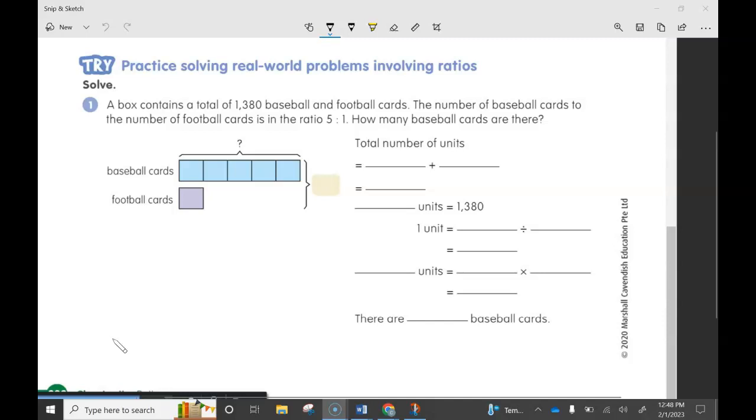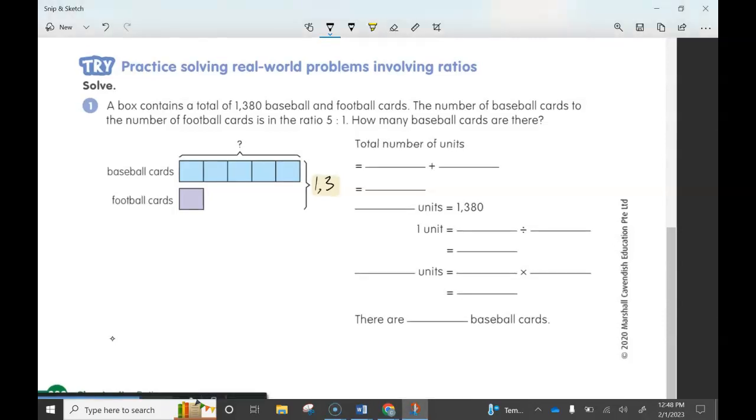All right, now the total amount, we know this is all going to equal 1,380. Where am I getting that number from? We know that the box contains 1,380. So let's think about the total number of units. We have 5 for baseball cards, 1 for football cards, for a total of 6 units. We can see 1, 2, 3, 4, 5, 6 units there. So 6 units equals 1,380.